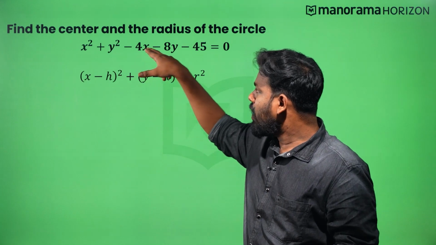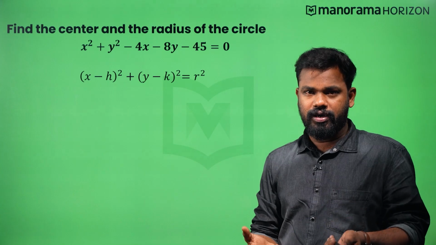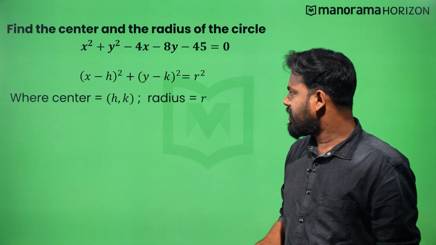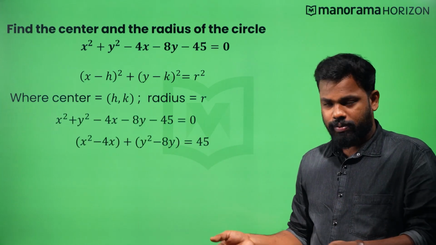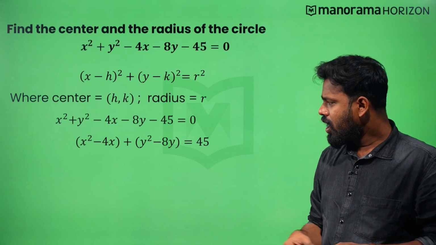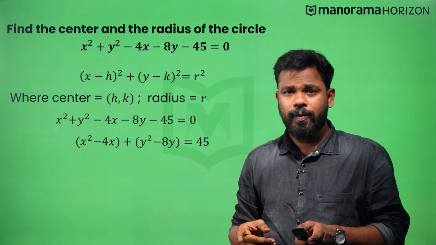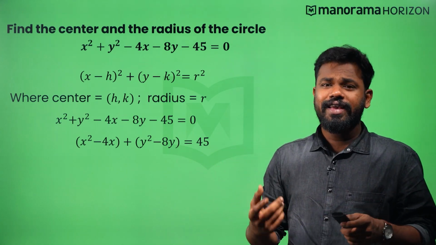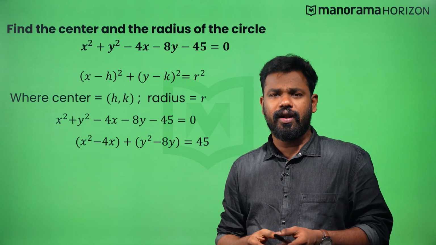So you have x square, you have minus 4x, you have y square and minus 8y terms, and you have a constant also. We know the center is (h, k) and the radius is r. So I write the equation, then I group x square minus 4x over here and y square minus 8y, that is equal to 45. Now what I have to do here is, look, the general form has x minus h the whole square. But you don't have a whole square, you have x square minus 4x. So I can convert that x square minus 4x into something which is a square, right?